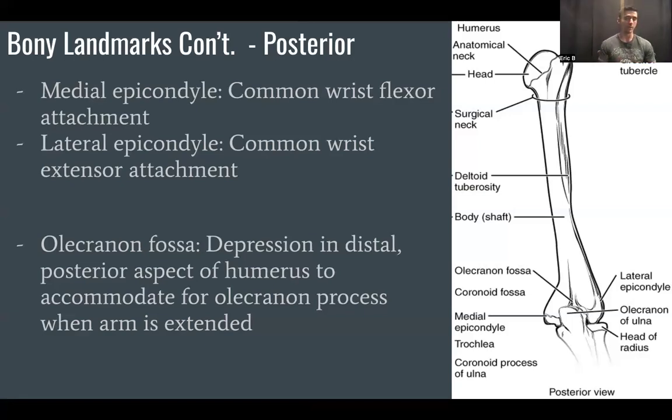Next up we have the olecranon fossa. The olecranon fossa is a depression in the distal posterior aspect of the humerus itself, distal meaning further away. When you go to extend your forearm, we have the olecranon process of the ulna here, and when we go to extend, that olecranon fossa accommodates some of the olecranon process going into that shallow landmark within the humerus, and allows the elbow to complete extension.